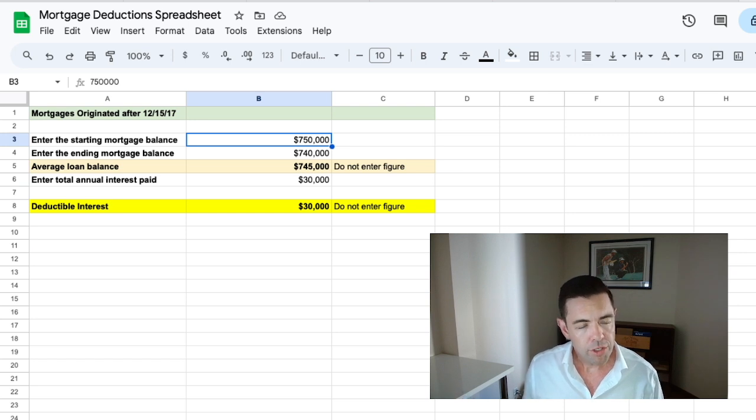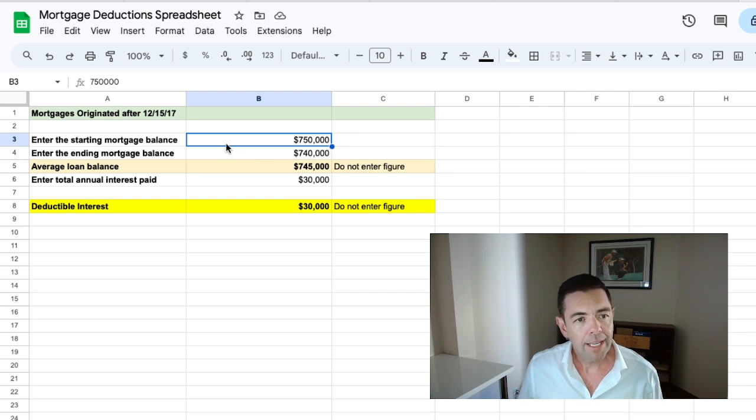This is for mortgages that originated after December 15th, 2017, and that's when a new tax law went into effect. And that tax law set a limit on the amount of principal balance in which the interest is deductible, and that limit is $750,000.